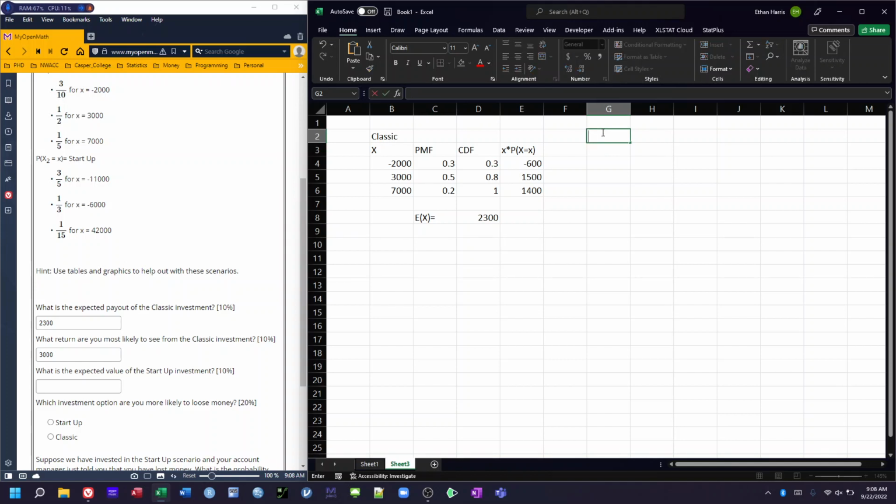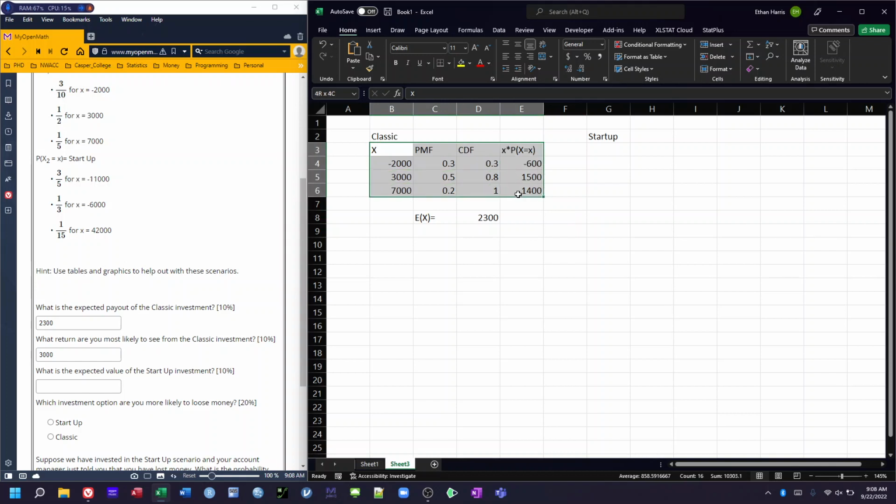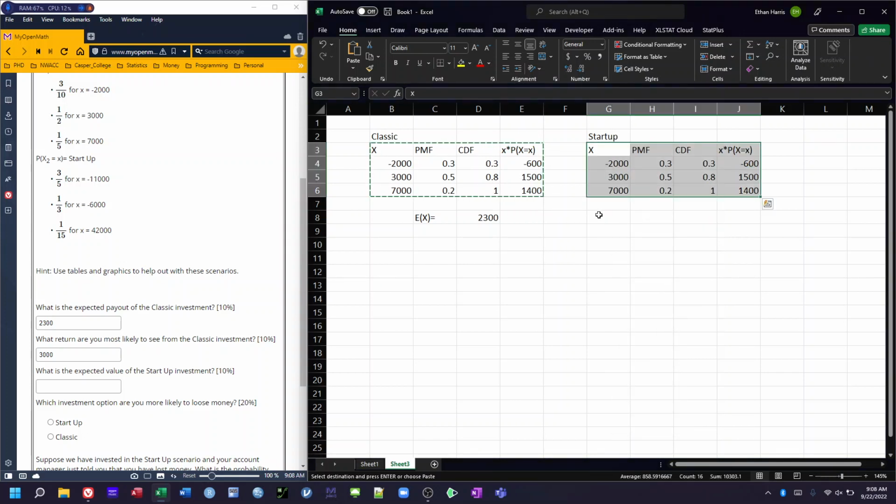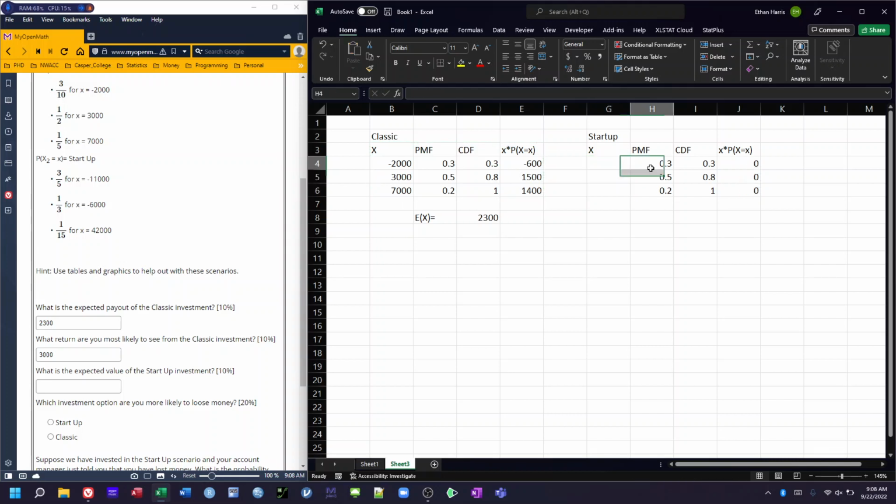So we'll do the startup. And we could go through and type all this out again and redo these equations. I'm going to cheat. I'm just going to highlight all of this, copy it, and then come over under the startup and paste it in. Then from here, I'm just going to delete out my support and my PMF because those are different. Notice how these updated. They are equations, so they're continually updating.